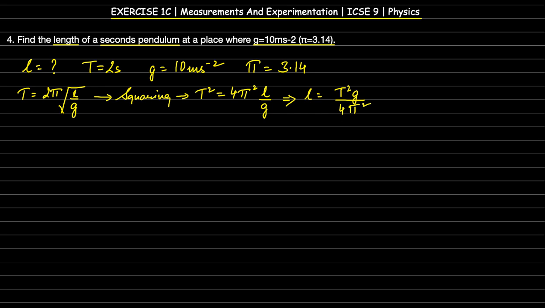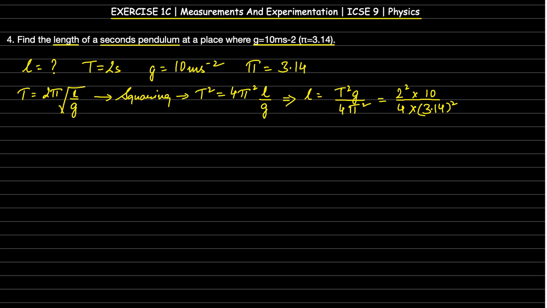Now after this, T square happens to be 2 square because T is 2 seconds. So 2 square into acceleration due to gravity is 10 meter per second square. So acceleration due to gravity is 10 divided by 4 into pi square is going to be equal to 3.14 into 3.14, that is 3.14 square. So 3.14 square happens to be 9.85.